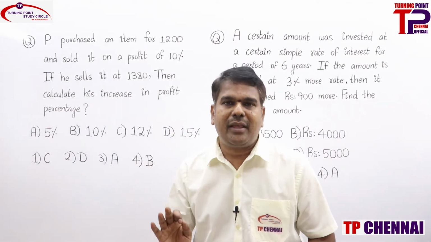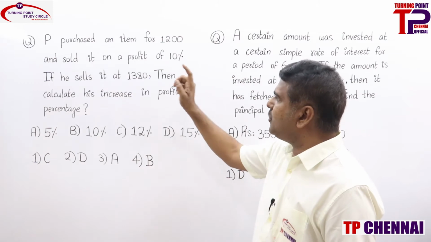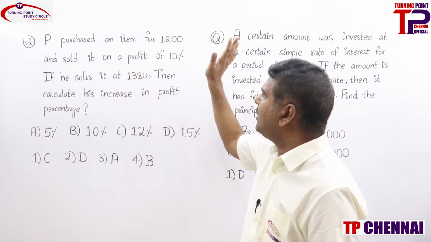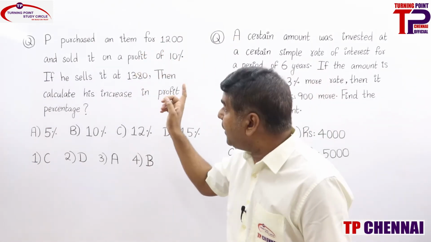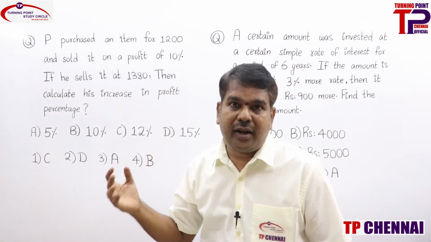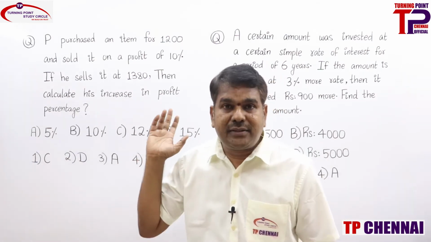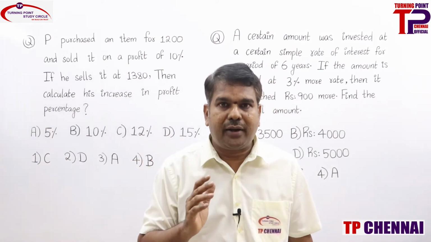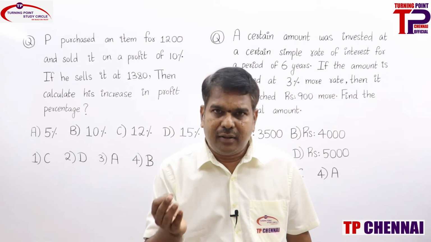So now, how to solve the problem without using formulas, cost price, selling price, and all these things? Simply look into the question. What is being given? P purchased an item for 1200 and he sold it at a profit of 10%. What is 10% of 1200? Can I say 120? Very simple.